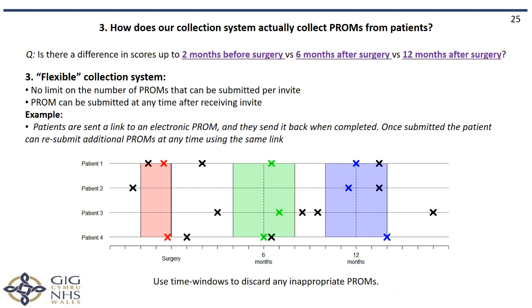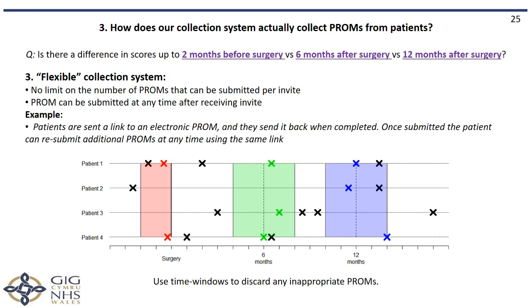So the size of this window will probably be a trade-off between keeping as many PROMs as we can for the analysis, but we also want to make sure that those PROMs are clinically relevant. Obviously the bigger the window, the more PROMs we keep, but the bigger the window, the less clinically relevant they become. So we've got to find a balance there. And this kind of thing will probably be decided alongside a clinician to make sure that what we're analysing is clinically relevant.